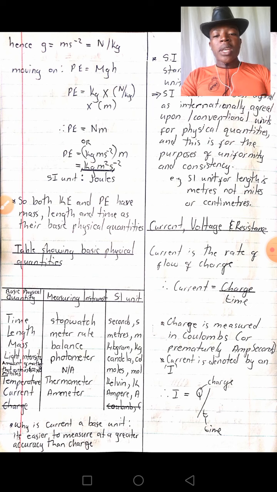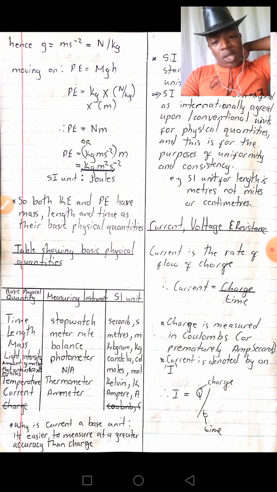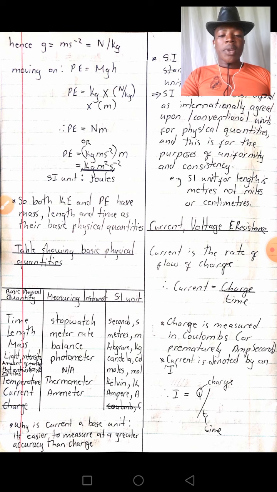So both kinetic energy and potential energy have mass, length, and time as their basic physical quantities. Moving on to a table showing basic physical quantities, we have three columns: one for basic physical quantities, one for measuring instruments, and one for SI units. For time, we've got a stopwatch as a measuring instrument, and the SI unit for time is seconds. For length, we've got a meter rule as the measuring instrument. The SI unit is meters, denoted by the letter m.